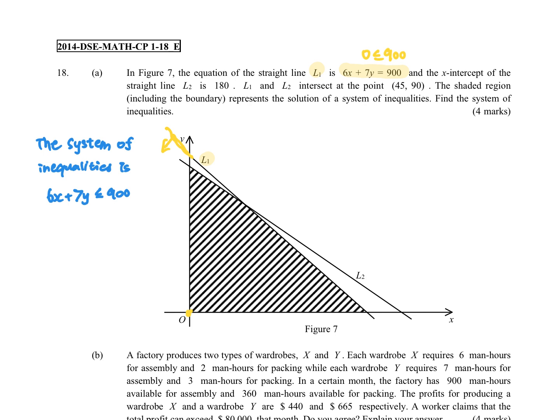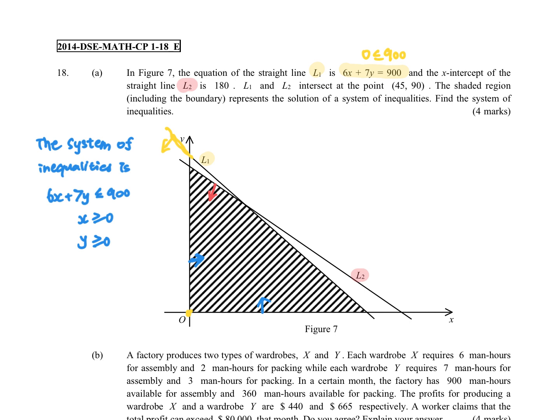And then of course, we have the y-axis. The region is on the right of the y-axis, so x is bigger than or equal to 0. And this is the x-axis, so y is bigger than or equal to 0. But we also need to look at L2, which is totally on this side.